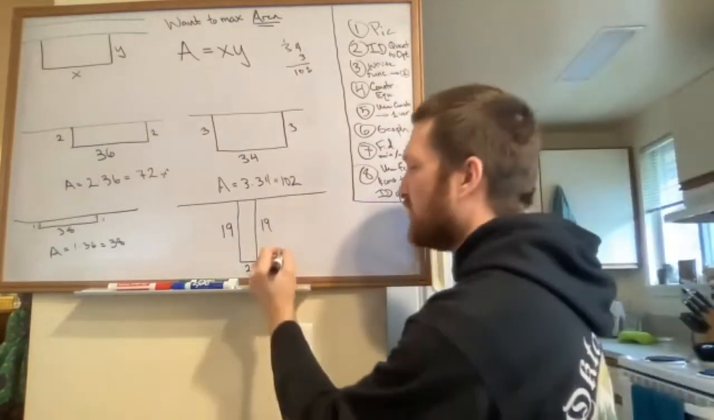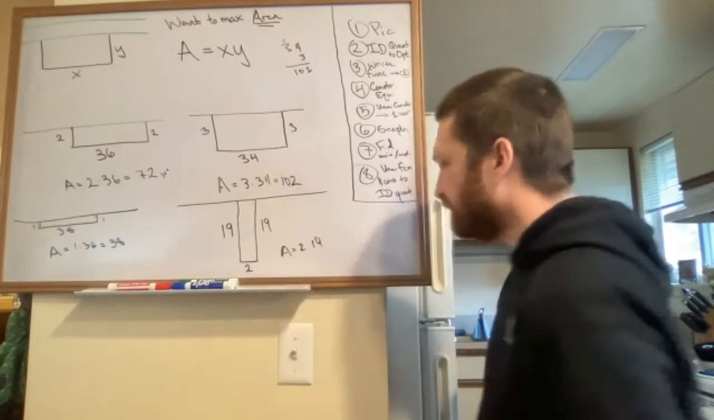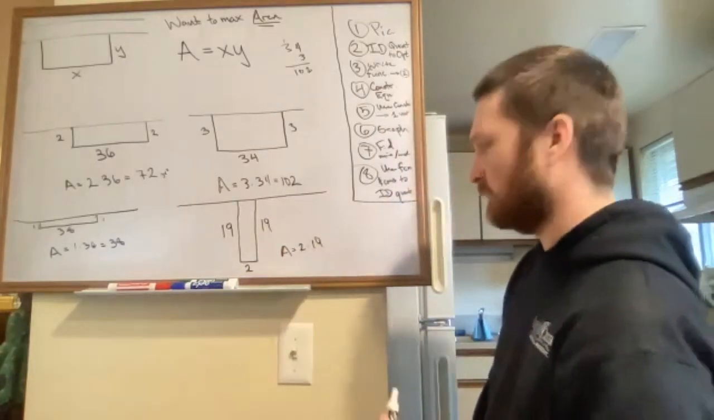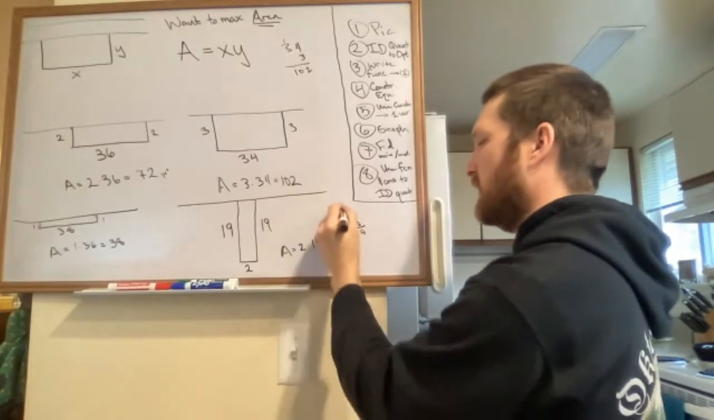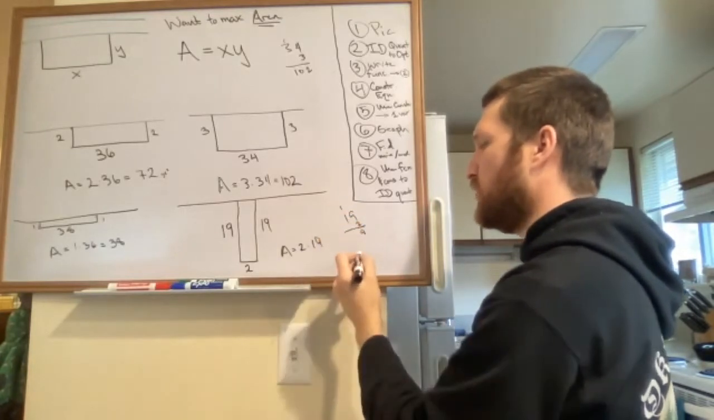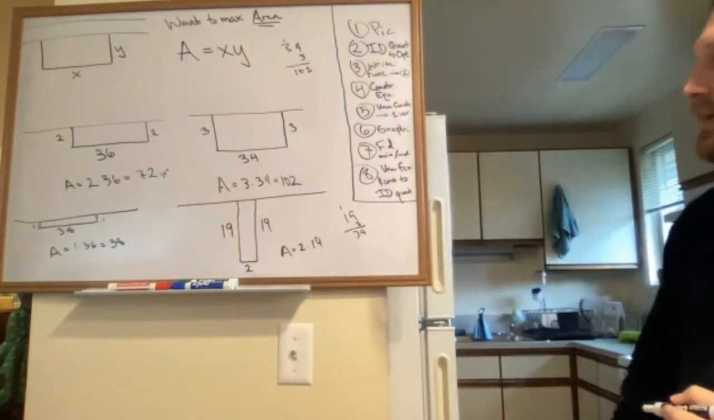Okay, so let's just see what that would be. 2 times 19. 2 times 9 is 18, carry the 1, and 2 times 1 is 2, and 1 more is 3, so 38. Oh, I'm back down to 38.